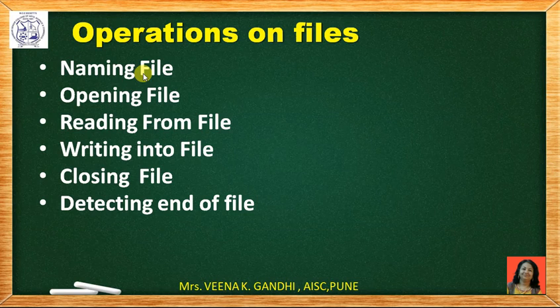For example, a.txt. The txt tells that the file is of text type. Then a.jpg tells that the file is of image type. a.mp4 tells that it is a video file. a.c tells that the file contains C source code. So file naming requires a file name and a file extension.